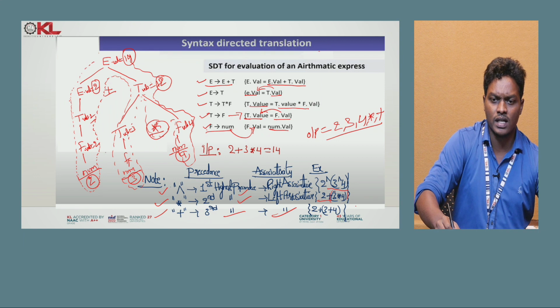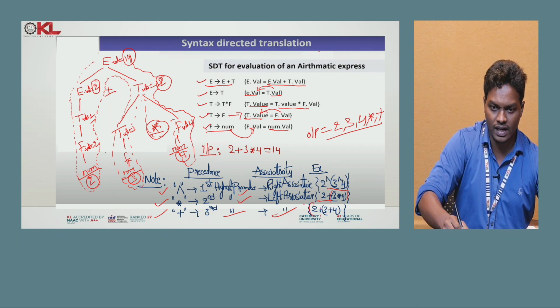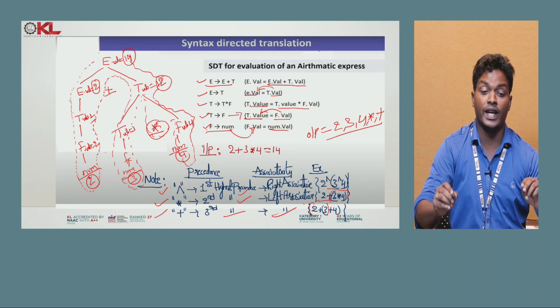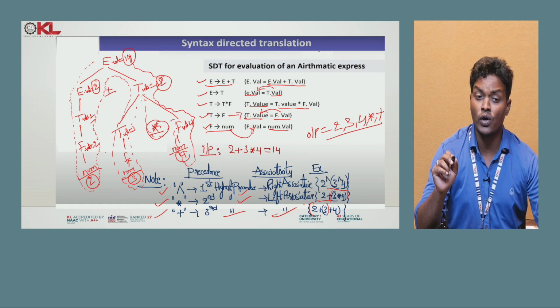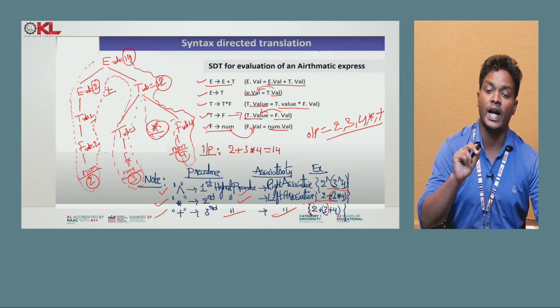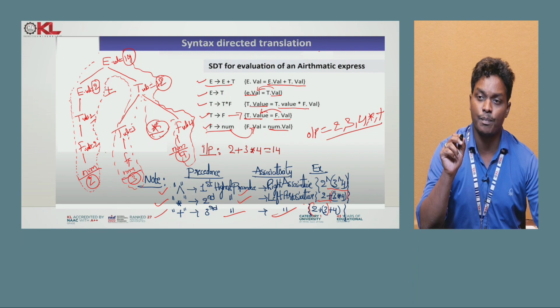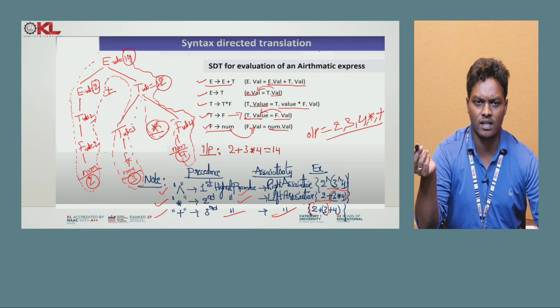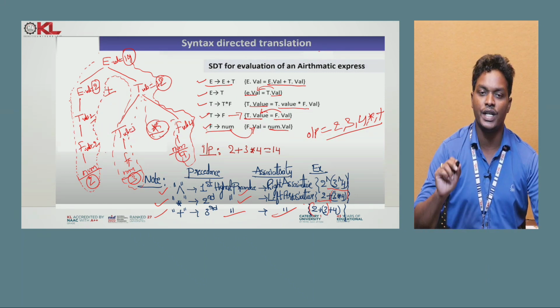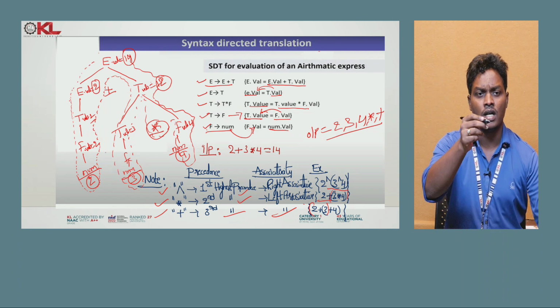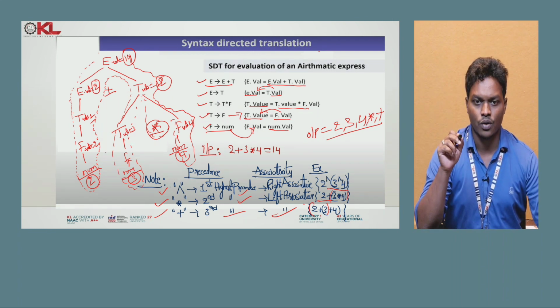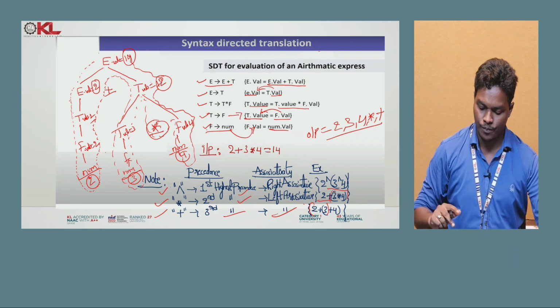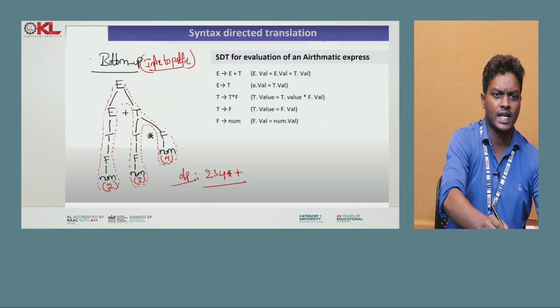Even so, if we calculate 2 plus 3 plus 4, 2 plus 3 is 5, 5 plus 4 is 9. Like that we need to follow. Whenever a star comes, first we evaluate the star, and only after that the plus. If there is a power, first we evaluate the power, next star, next plus or minus, whatever may be there. In this fashion we apply the productions for the evaluation of inputs.